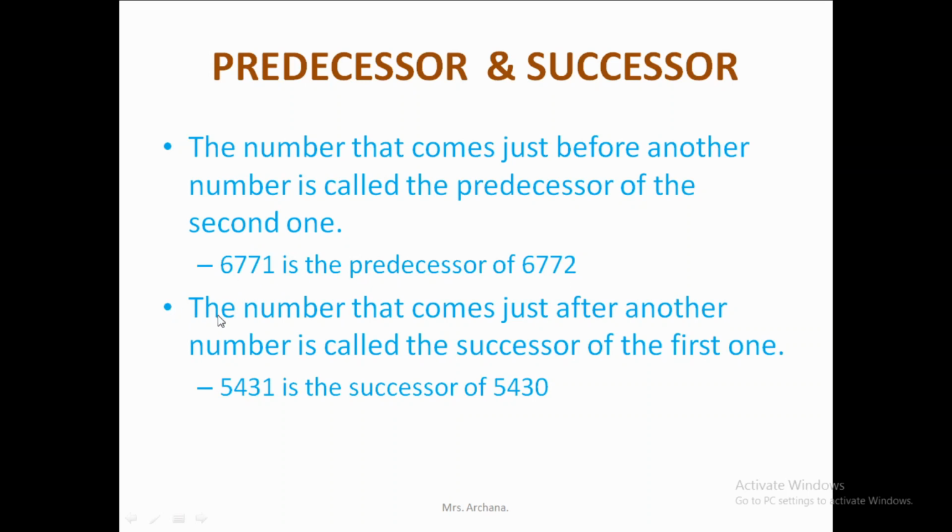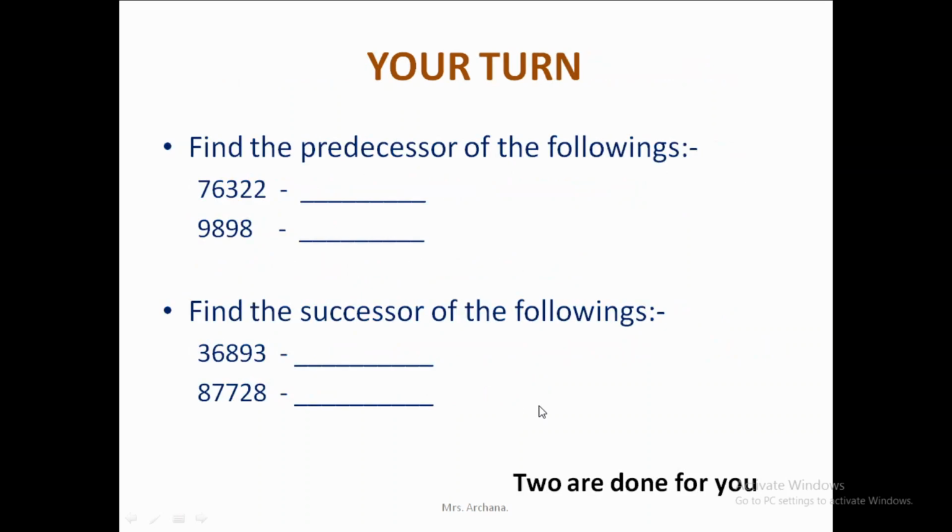Similarly, the number that comes just after another number is called the successor. The first one: 5431 is the successor of 5430. It's your turn. I have given 2 examples and the rest 2 examples you will do by yourself. See, the predecessor I have given and the successor also I have given here.